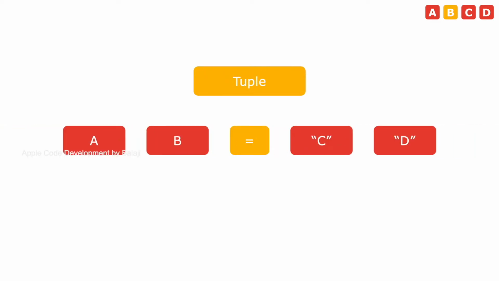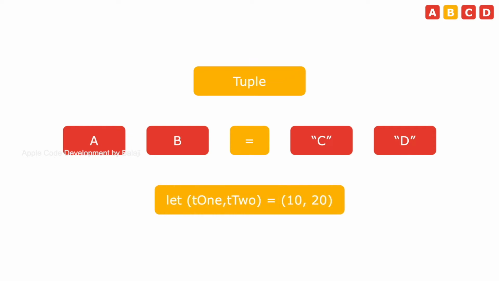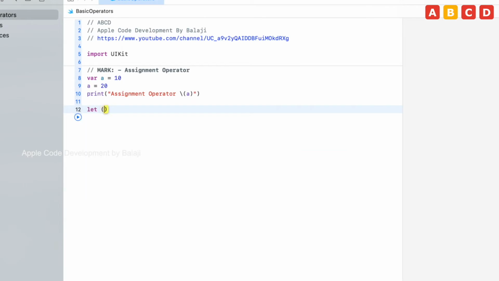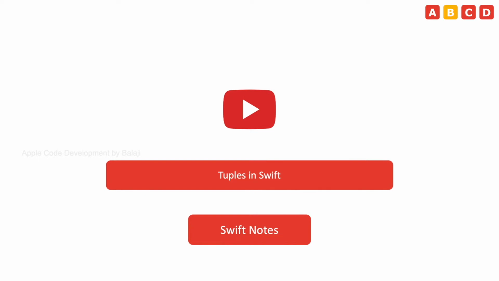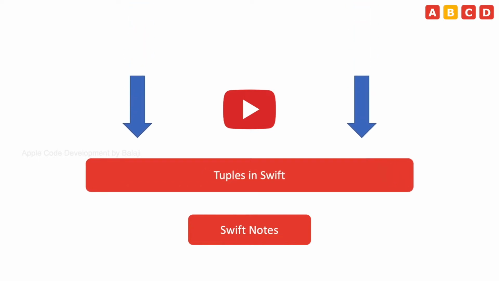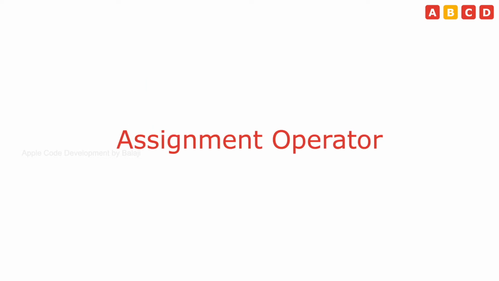If you want to assign values to a tuple, which has multiple values, it's the same: let tuple 1, tuple 2 equal to 10, 20 within brackets. This is how tuple assignment has to be done. Regarding the tuple, I have added a detailed video in the Swift Notes playlist. Please check it, link in the description. This is about assignment operator.